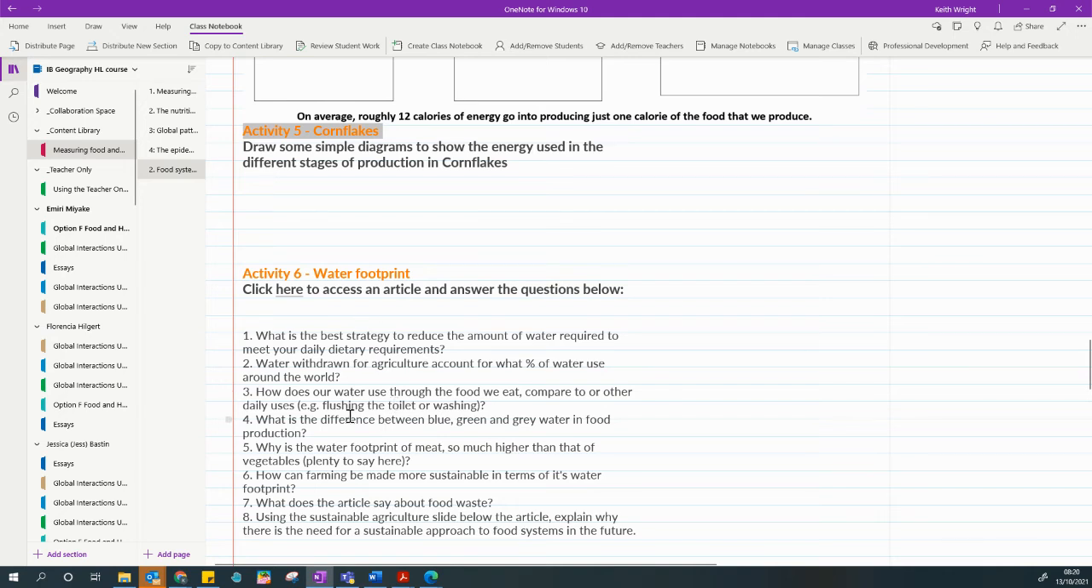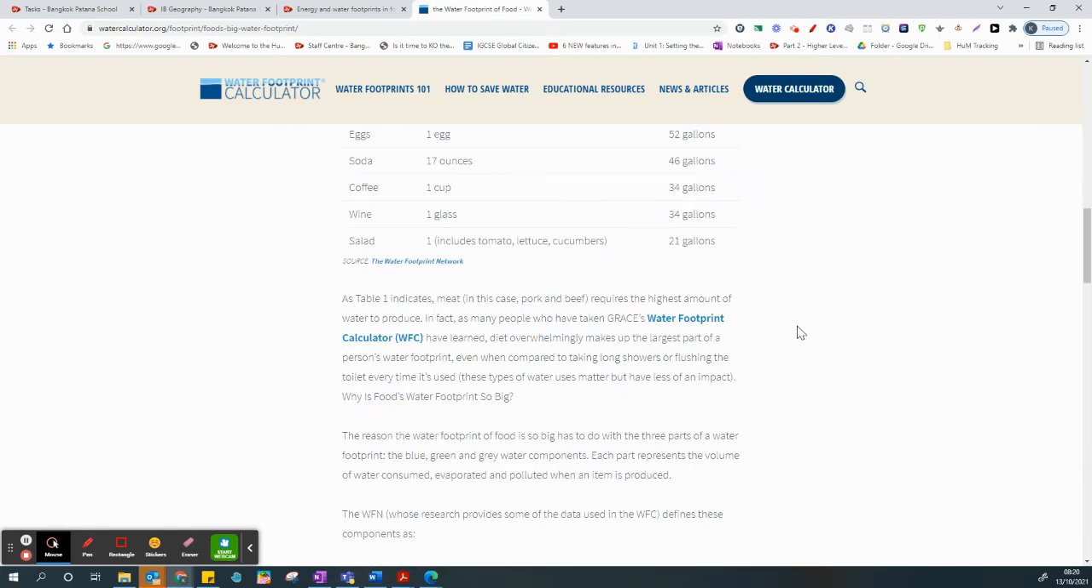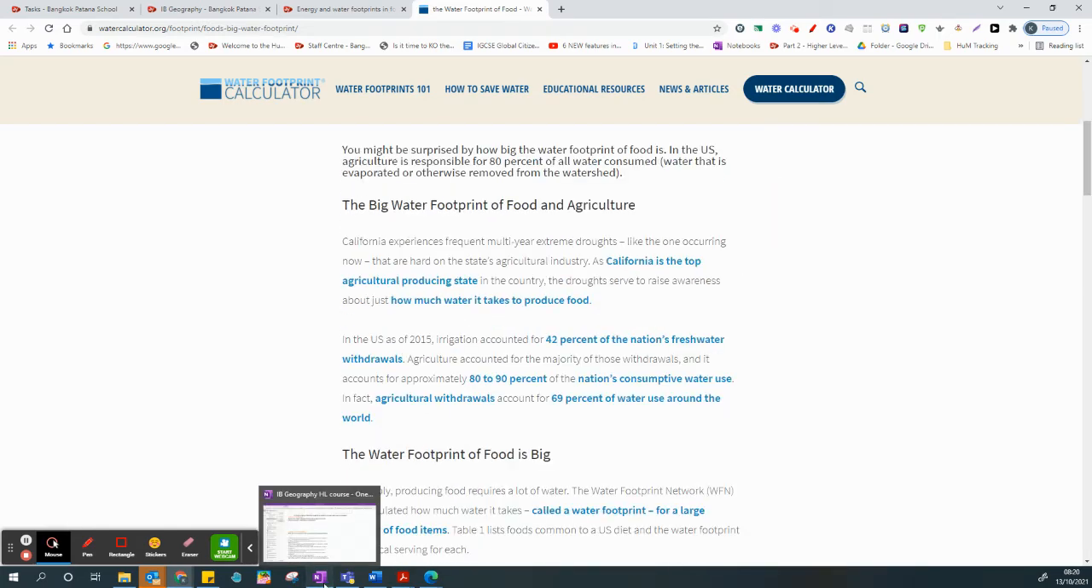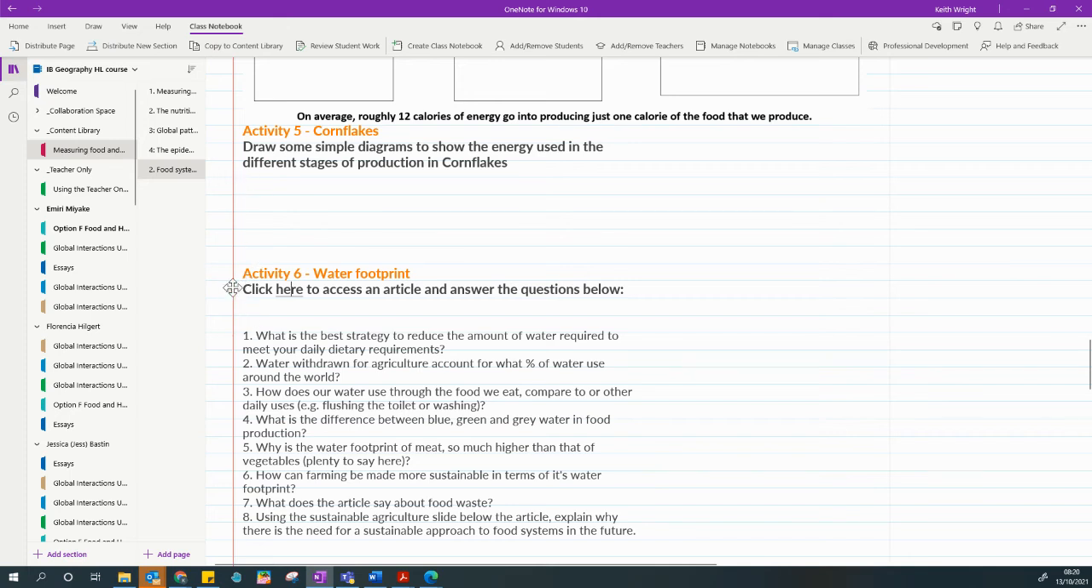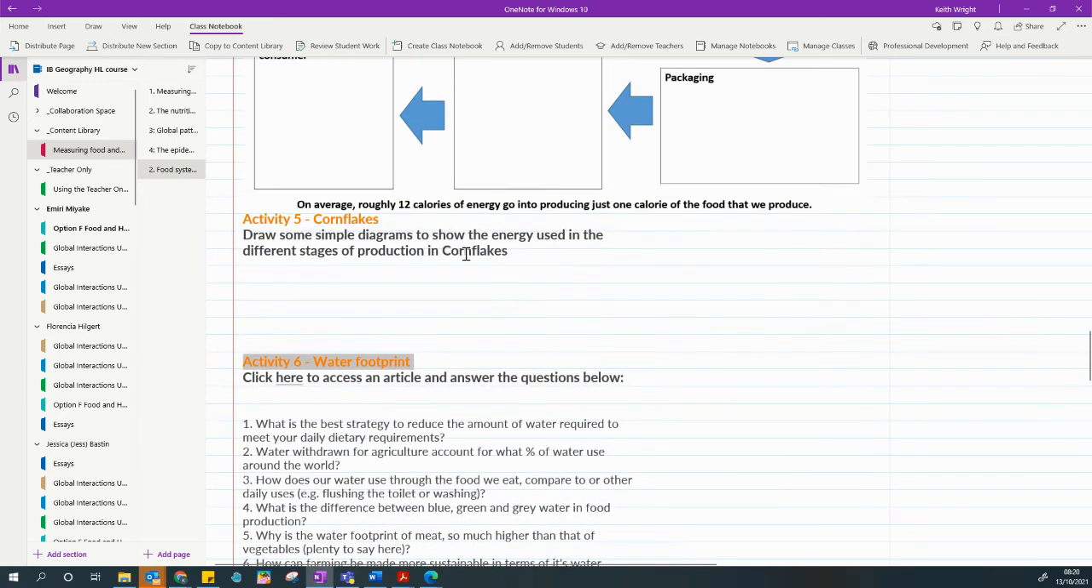Let's just have a look. I just need to remind myself how long this task is. Yeah, that shouldn't take you too long. If you have time, by all means, go on to water footprint, but if not, don't worry about that. Just for home learning, just get up to completing activity 5, because I don't want to set you loads of work. You need a break over the half-term break as well.